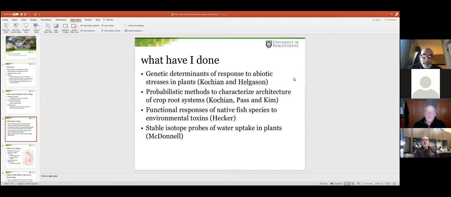So what I've done since arriving here in Saskatoon in 2017 is working on abiotic stress responses and soil microbe interactions with Leon and Bobby Helgeson, using probabilistic methods to characterize root system architectures, looking at, like I said, native fish species response to environmental toxins, and on and off again, collaborating with Jeff McDonald on the use of stable isotopes to monitor water uptake.